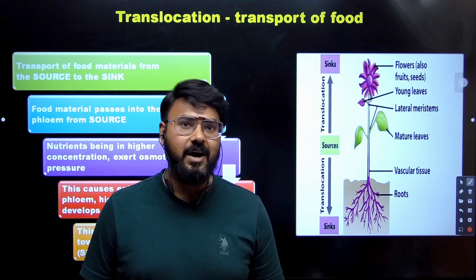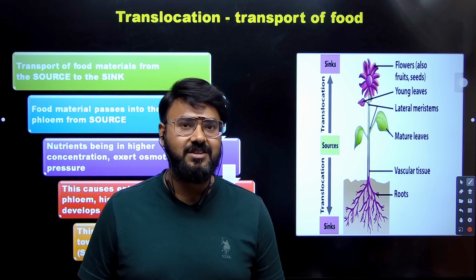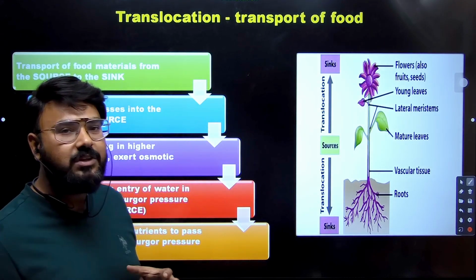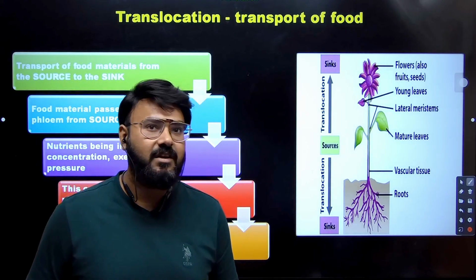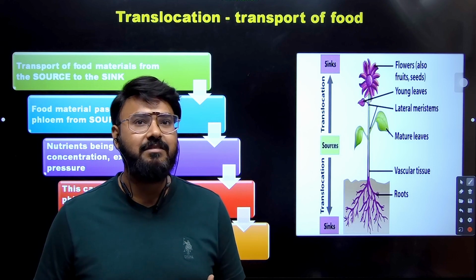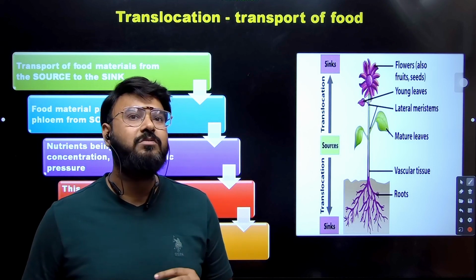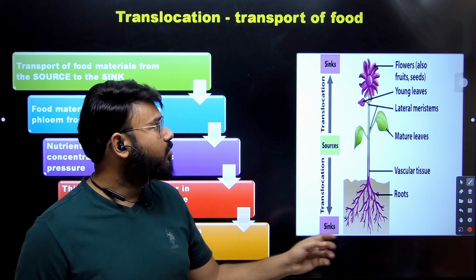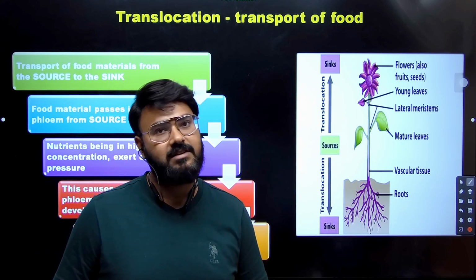Today we will talk about a very important topic, that is translocation, which is the transport of food by a food conducting tissue, that is phloem. So let's go in detail and talk about how the food which is synthesized in leaves, we know that photosynthesis takes place in the leaf, is transported to all the growing regions of the plant, for example roots, flowers, fruits, young leaves, etc.